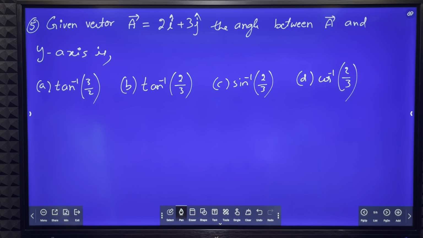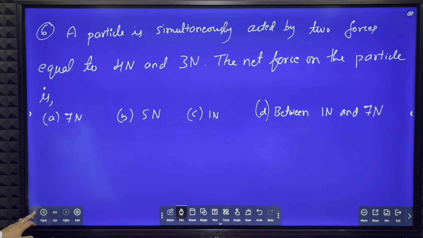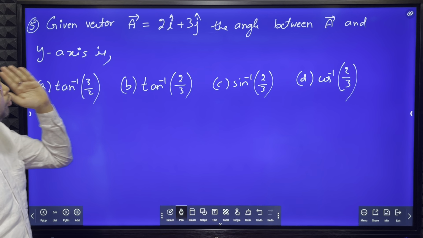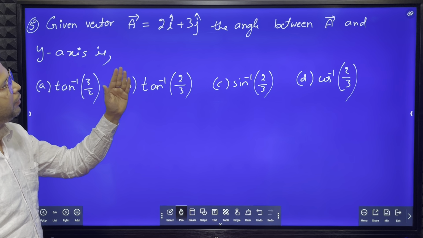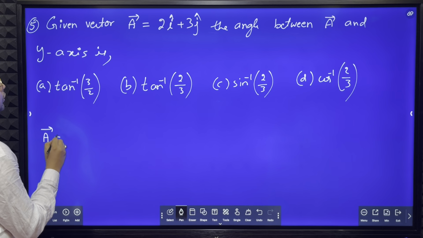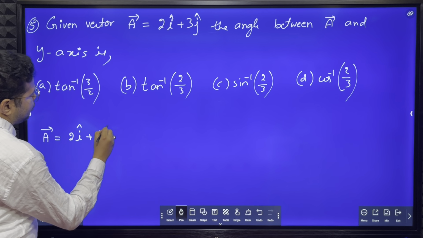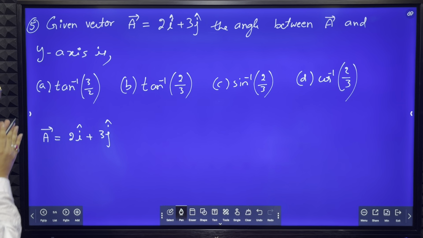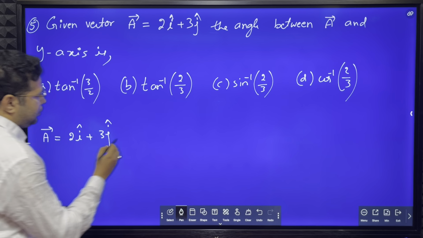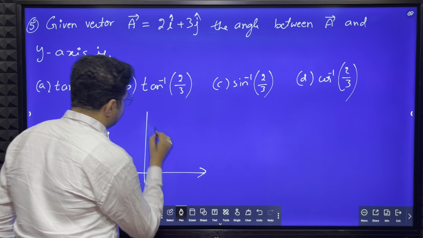Next, we'll solve this problem. Question number 5. This one I'll leave it to you. Given vector A is equal to 2i cap plus 3j cap. The angle between A and y axis. Okay, vector A is given. So we have to find out the angle between this vector A and y axis.